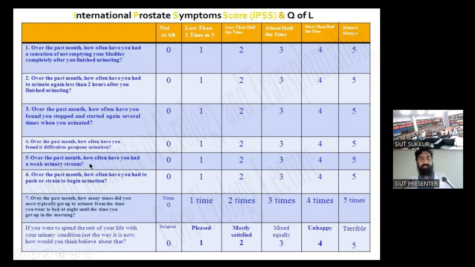Over the past month, how often have you had a weak urinary stream? The sixth question is: over the past month, how often have you had to push or strain to begin urination? Question number 7 is: over the past month, how many times did you most typically get up to urinate from the time you went to bed at night until the time you got up in the morning?